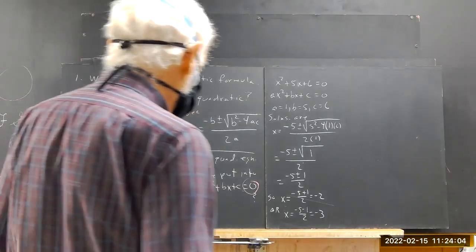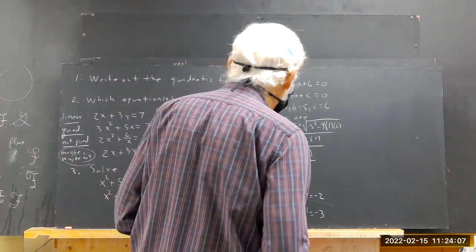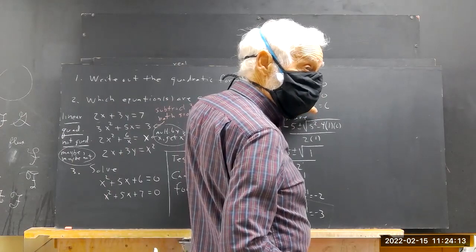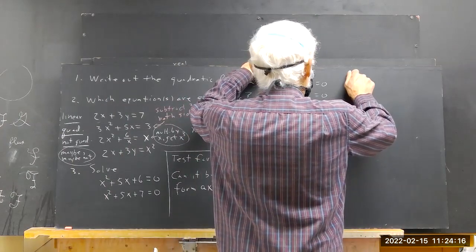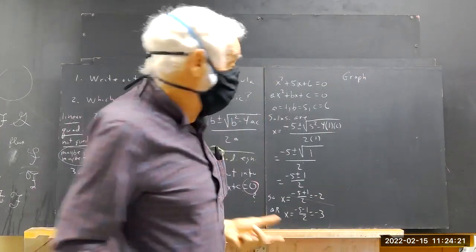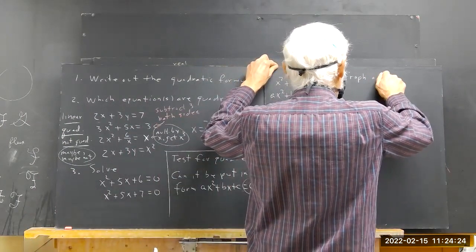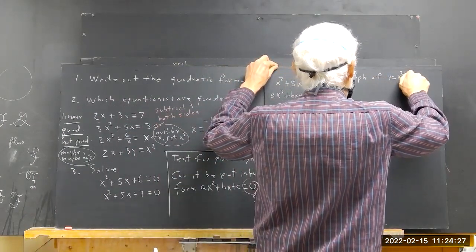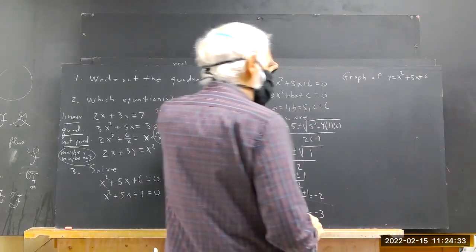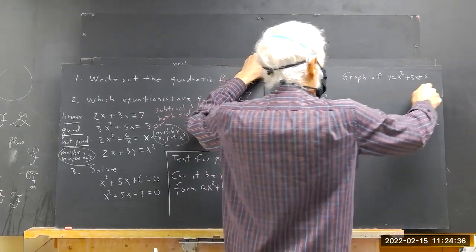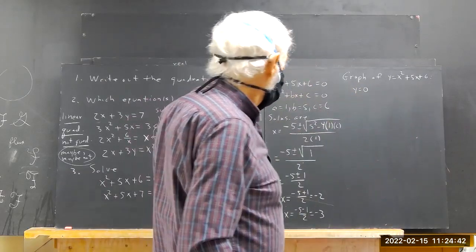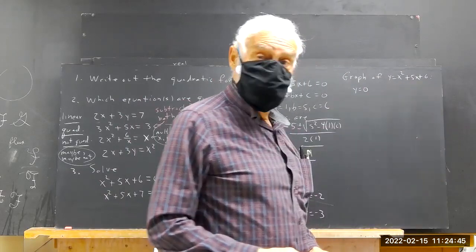Now, I'll say just a little more about this. This means if you want to graph x squared plus 5x plus 6, because this is going to come up in the next assignment, okay? The graph of, let's say y equals 0. Well, if x squared plus 5x plus 6 equals 0, right?